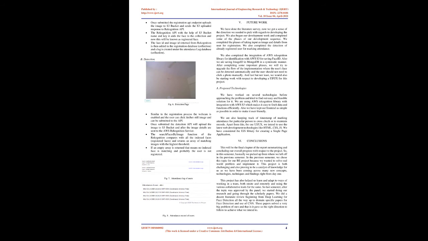B, detection. Similar to the registration process, the webcam is enabled and the user can click his/her still image and submit it to the API. Once submitted, the detection API will upload the image to the S3 bucket and then the image details are sent to the AWS Recognition service. The search faces by image function of Recognition compares with all the indexed faces, the registered faces, and returns an array of matching images with the highest threshold. If an empty array is returned, that means no indexed face is matching and probably the user is not registered.